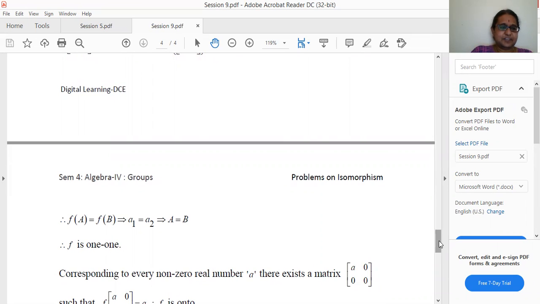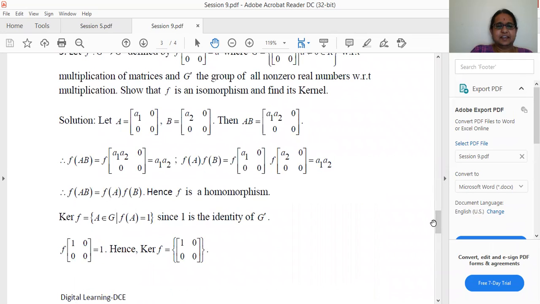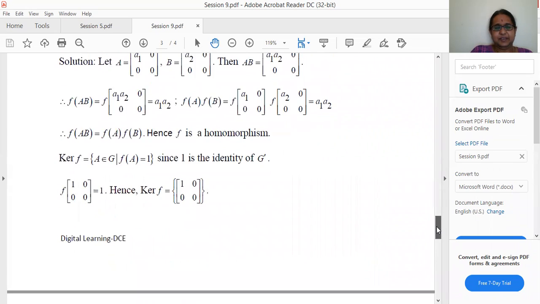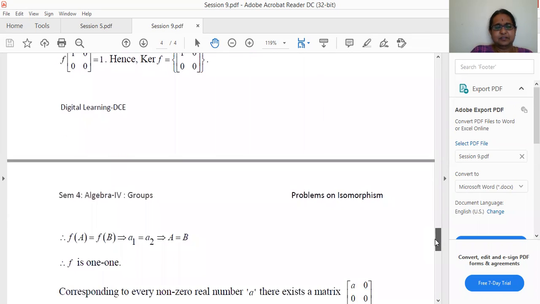Then we have to check whether f is 1 to 1. We consider f of A is equal to f of B. Here we have found f of A and f of B. So f of A is a1, f of B is a2. So we get a1 is equal to a2. A1 equal to a2 again implies A is equal to B. So f of A equal to f of B implies A is equal to B. So f is 1 to 1.